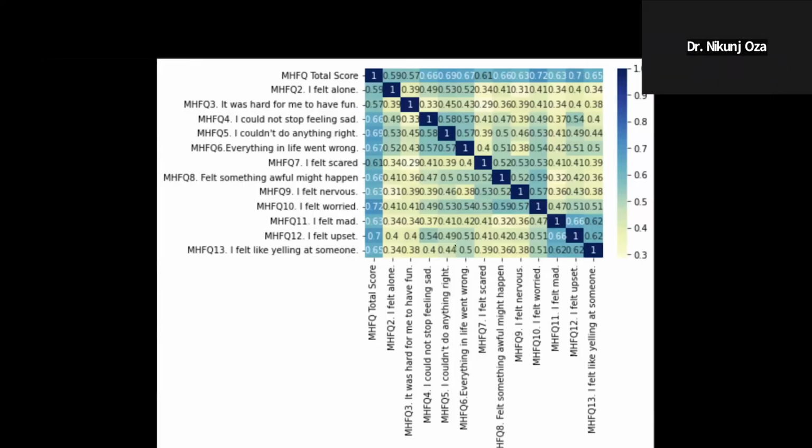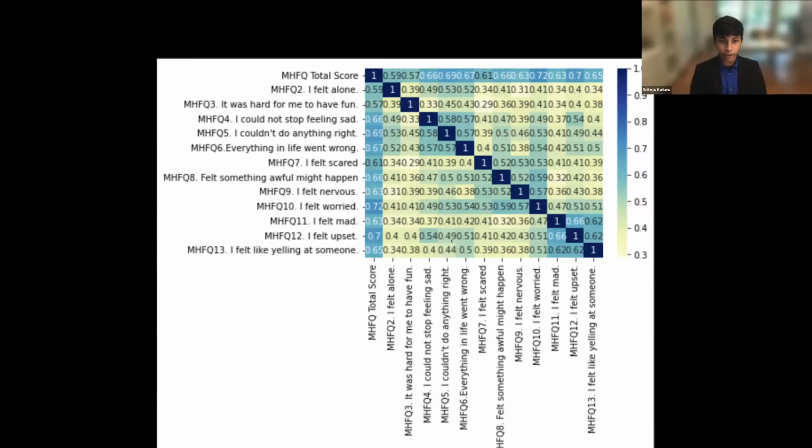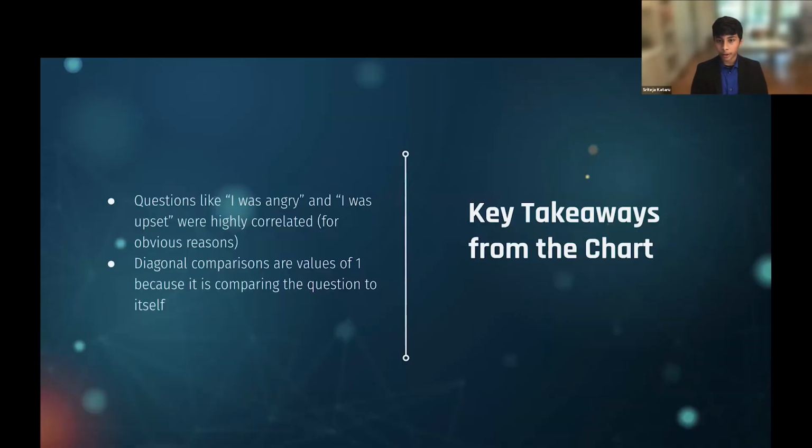But why is this? So let's go over the key takeaways from this chart. Questions like "I was angry" and "I was upset" were highly correlated for obvious reasons. Diagonal comparisons, as we saw in this chart, have a value of 1 because it's comparing the question to itself, so it'll always be the same.